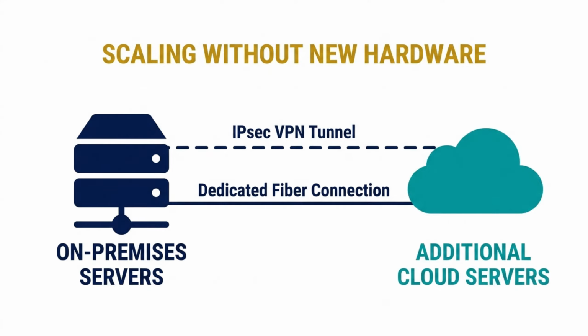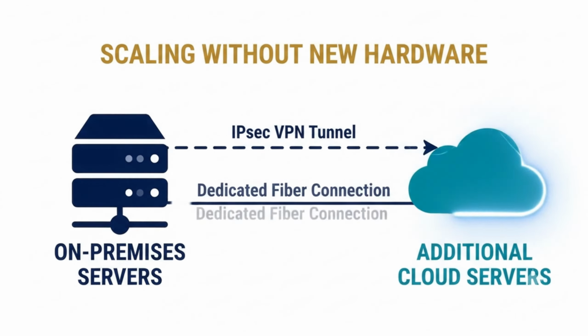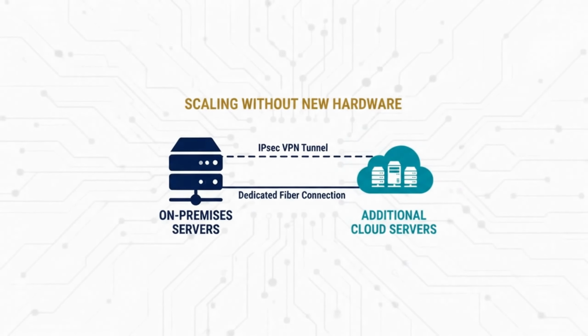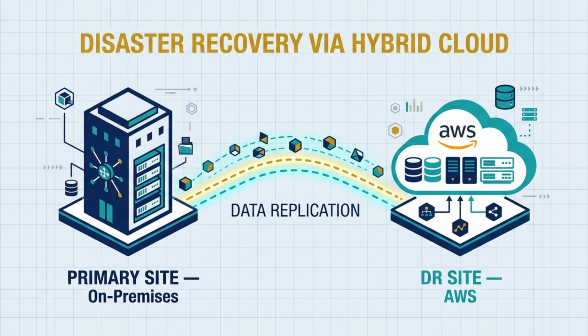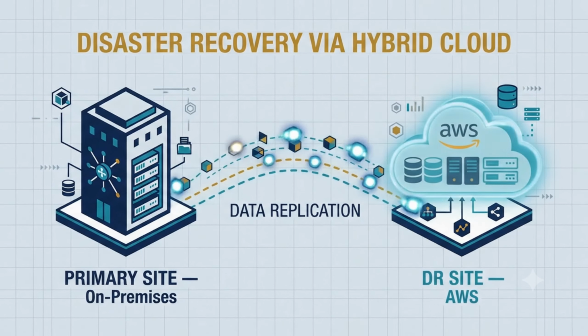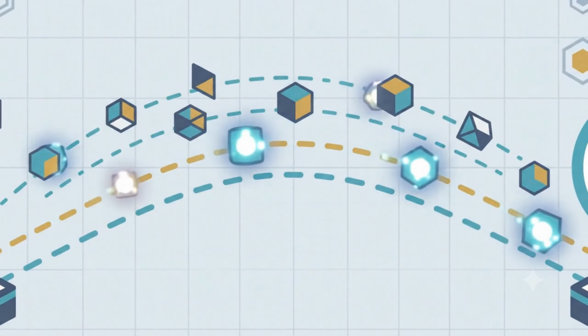This connectivity can be established through a secure IPsec VPN tunnel over the public internet, or through a dedicated fiber connection that bypasses the public internet entirely for greater bandwidth. Hybrid cloud is also commonly used to kickstart disaster recovery projects. This requires network communication between your private infrastructure and your public cloud provider, allowing replication of on-premises data and applications to a DR site hosted with a vendor like AWS.